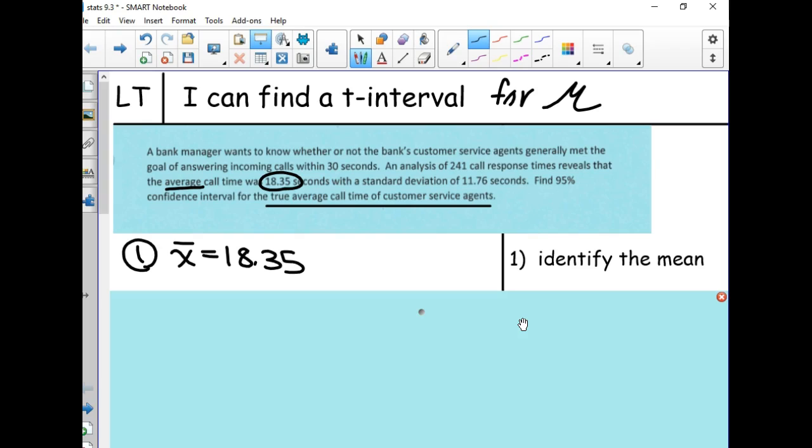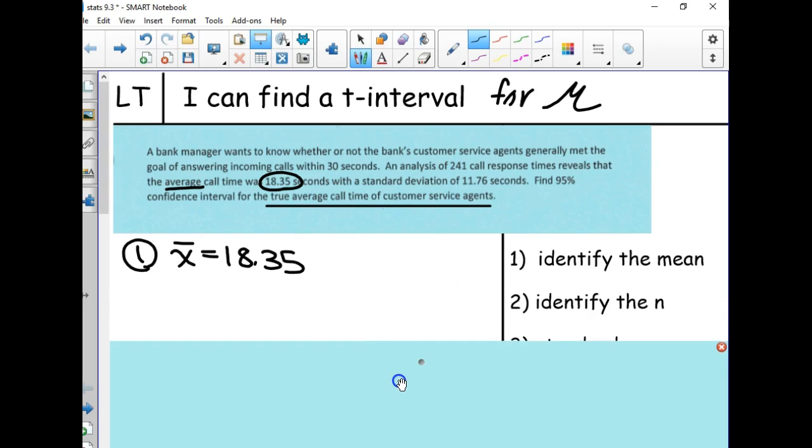Is the bank manager happy with that statistic? No, he wants it to be 30 seconds. Could it be less than that? Would he be happy? Yes. If it's over 30 seconds, though, he's going to be mad, or she. It doesn't state the gender there. So we need to build an interval based off this so that it contains the truth.